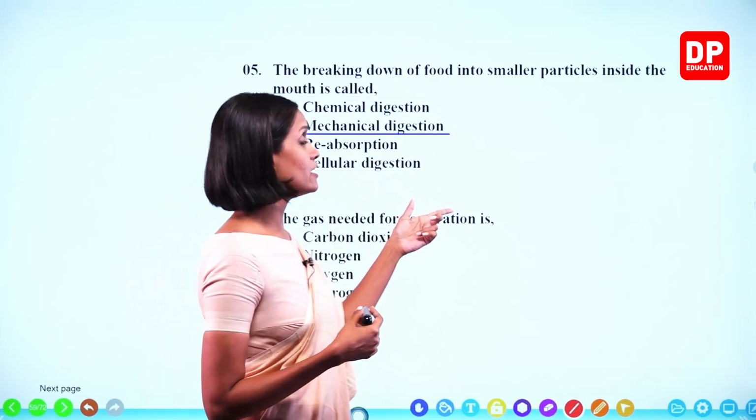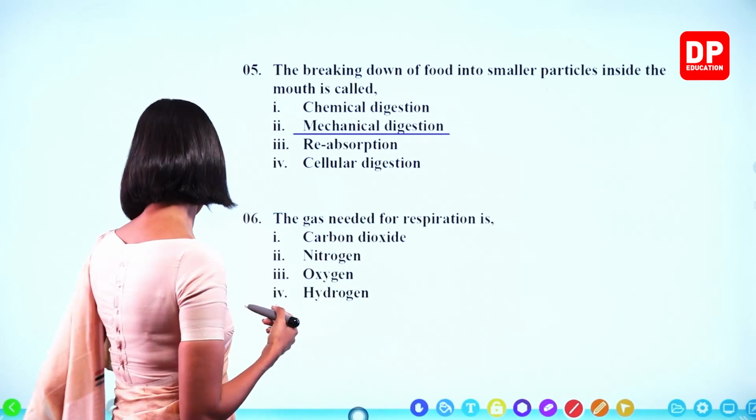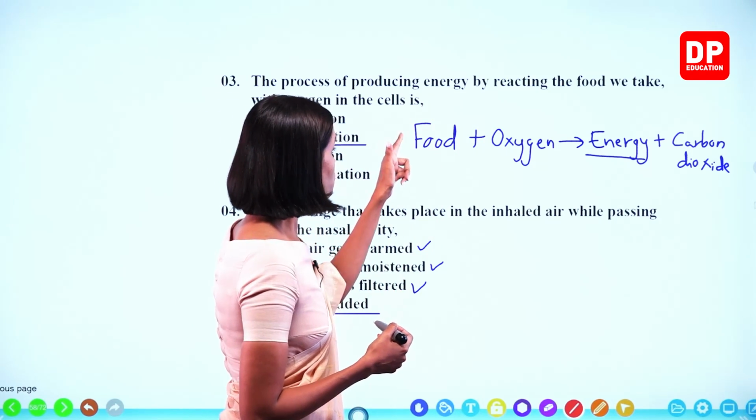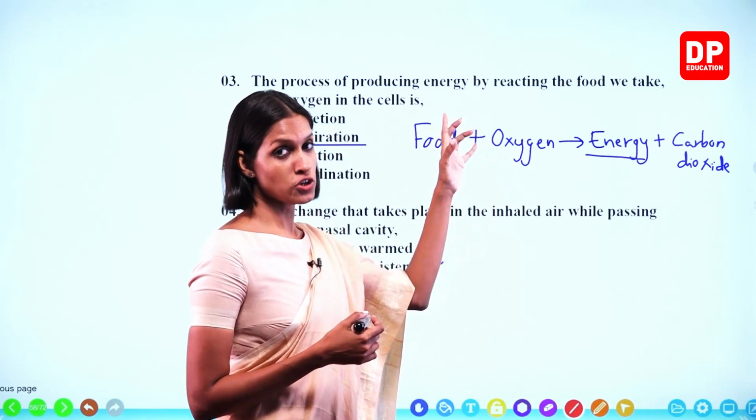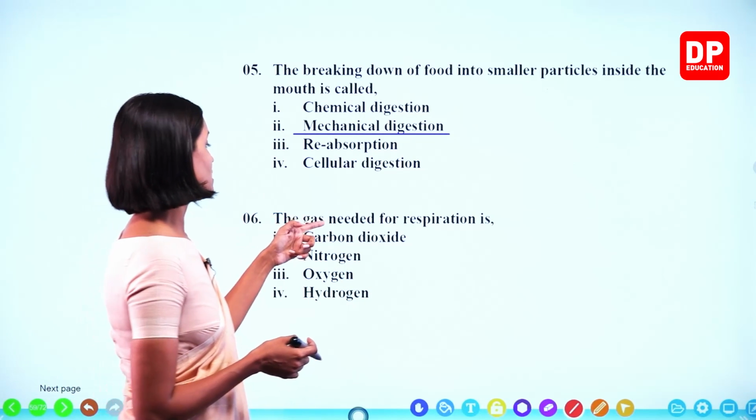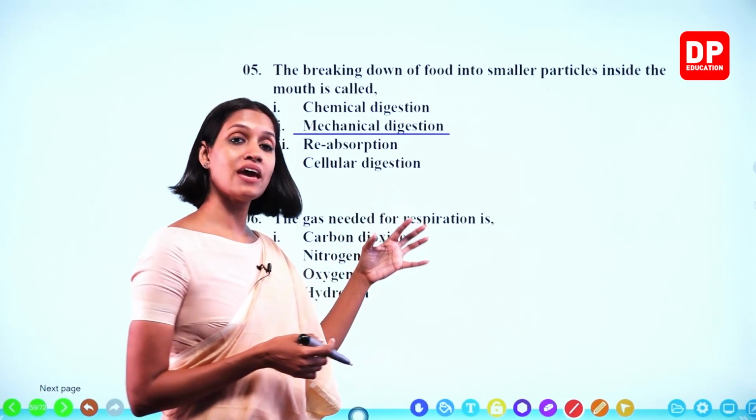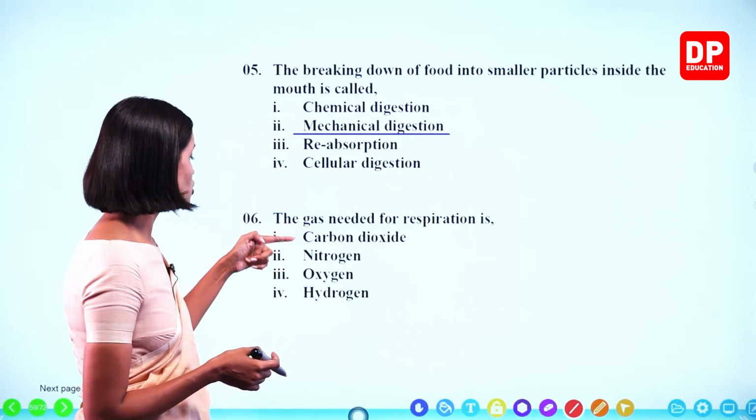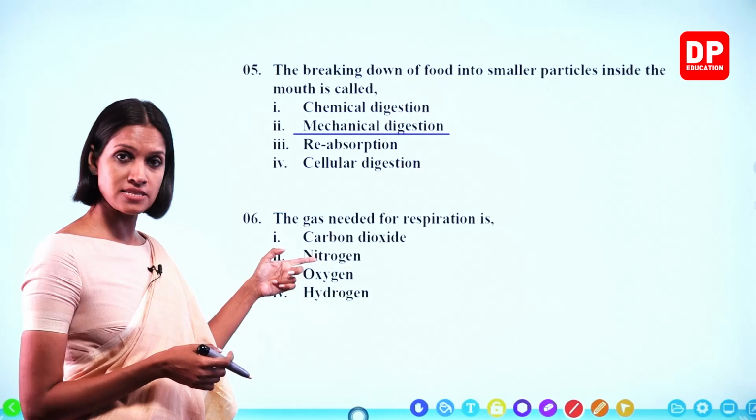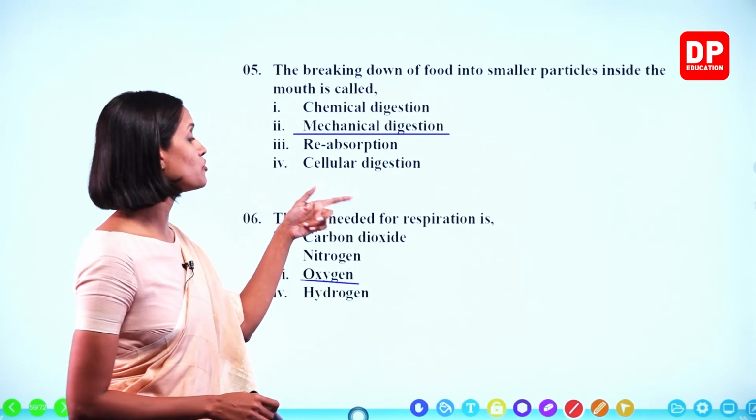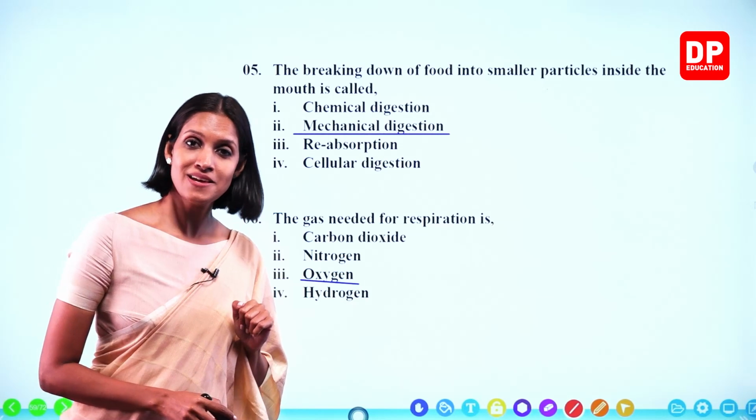The gas needed for respiration is. So here we wrote the equation for respiration. Food plus oxygen. So oxygen is the gas needed, right? Carbon dioxide is the gas produced during respiration, right? So nitrogen, oxygen, hydrogen. The answer is oxygen. The gas needed for respiration is oxygen. Right, children?